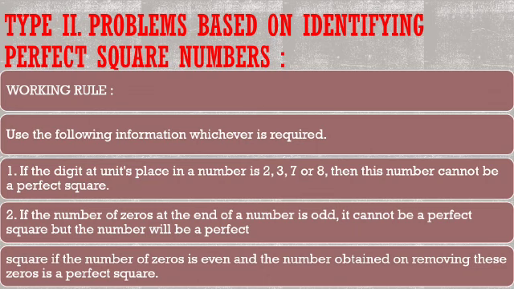If the number of zeros at the end of a number is odd, it cannot be a perfect square, but the number will be a perfect square if the number of 0s is even and the number left on removing these 0s is a perfect square. See here, if any number has an even number of 0s and has a perfect square after removing them, then only the whole number is a perfect square.